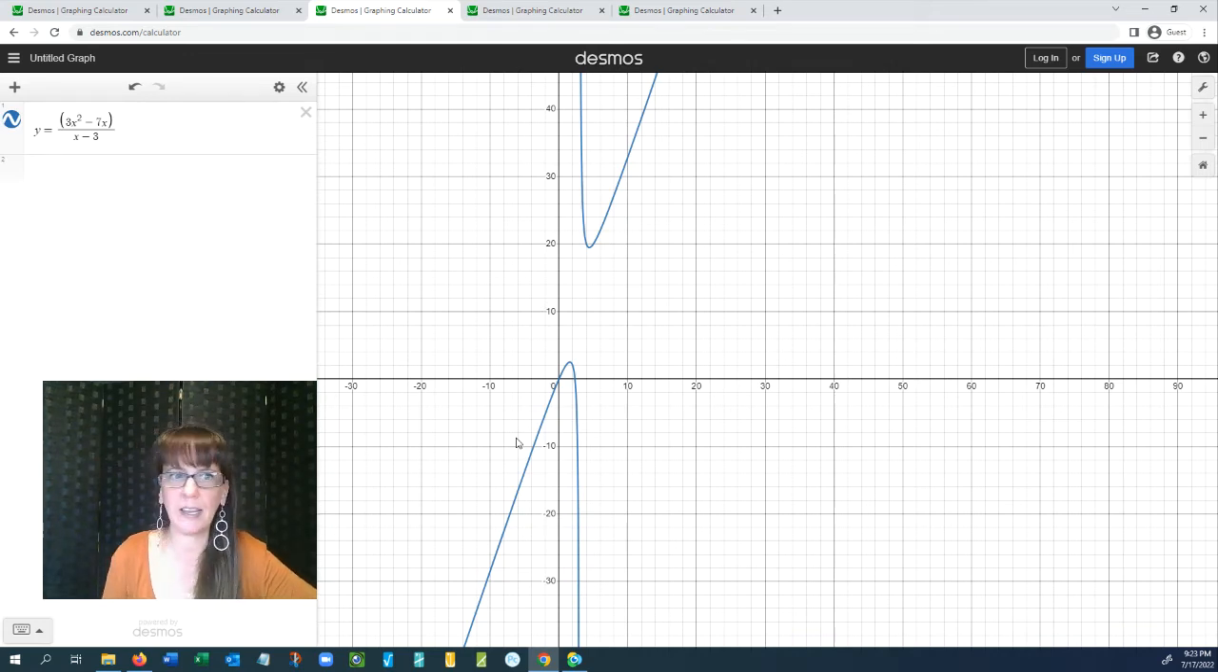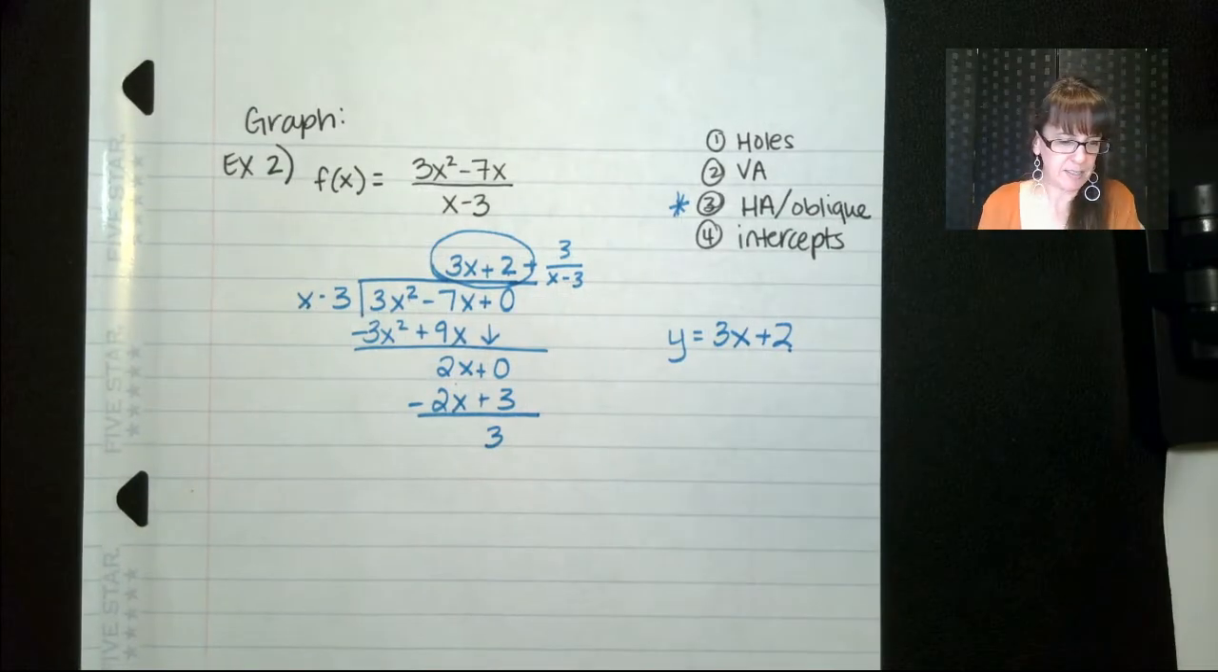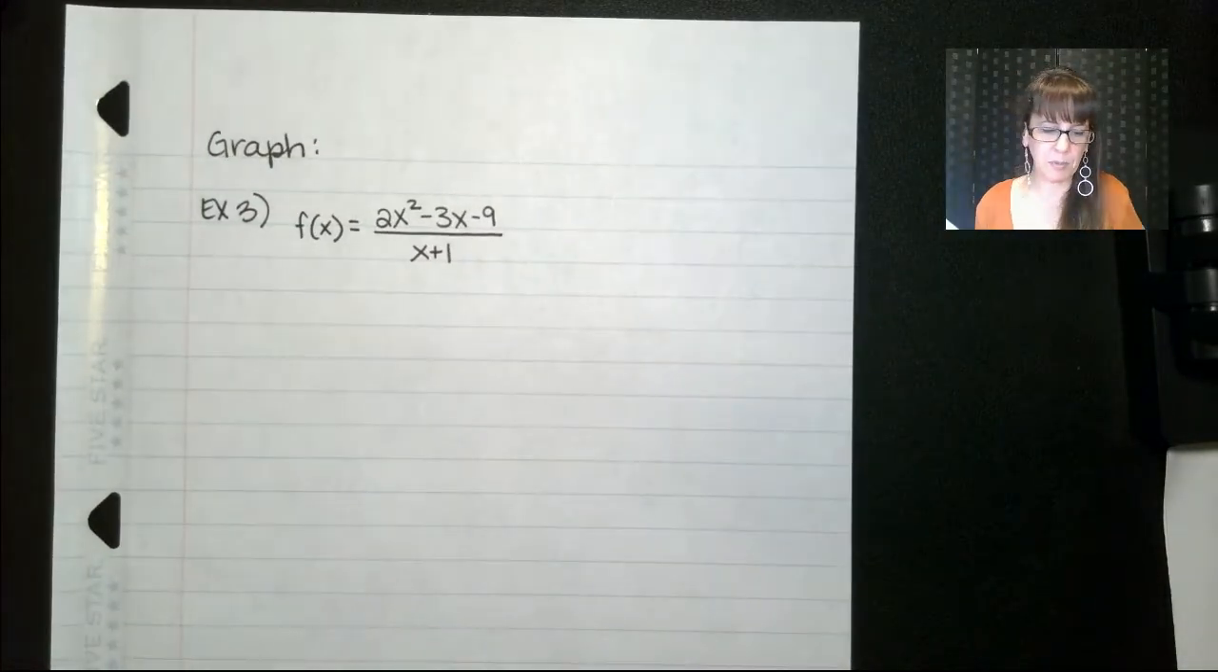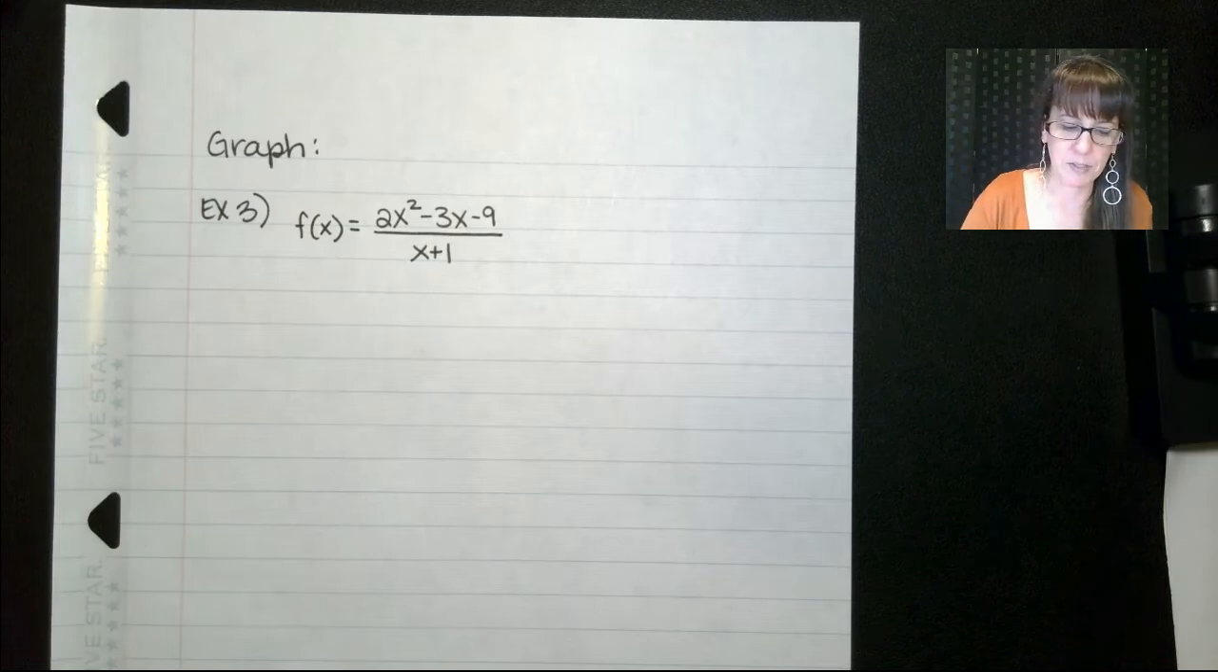Okay, let's try another one. Let's see, we've got this guy right here. And it says to graph these, but we're just talking about finding the oblique asymptote for now, and then you can apply all the rest of your rules of graphing to these.